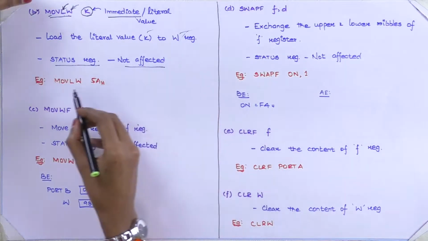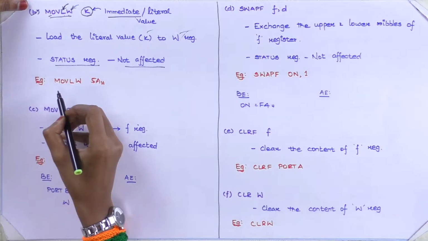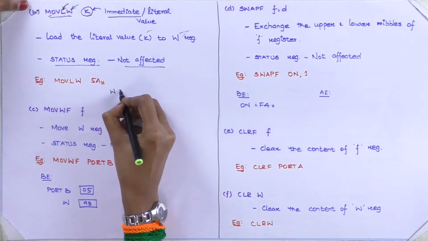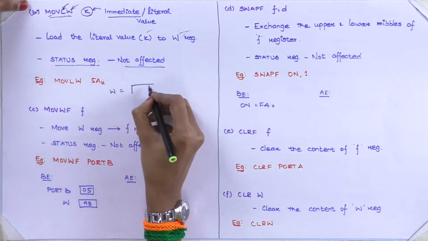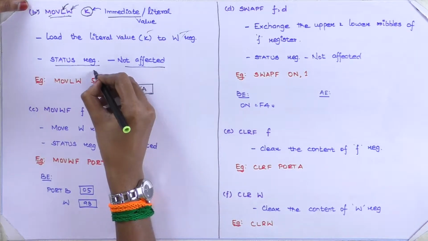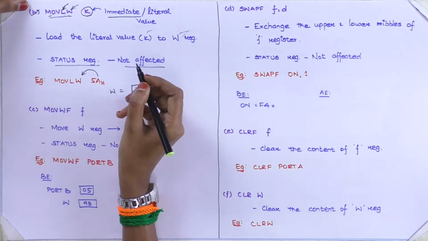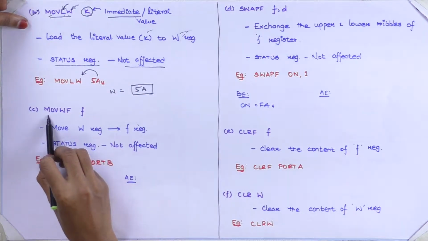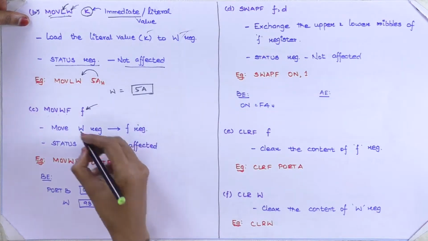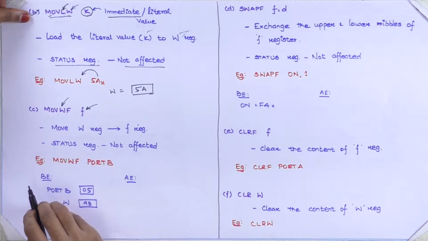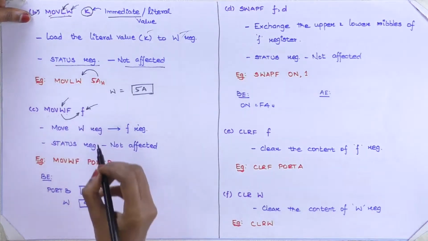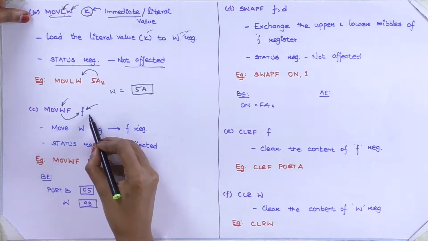Fine. So for example, I have taken this instruction MOVLW 5A, which means that after executing this instruction, the working register will have the value 5A. So here this literal value is moved to the working register. The next instruction is MOVWF F. Here F represents the file register and W represents the working register. When we use this instruction, the value in the working register will be stored in the file register. That's the meaning of this instruction.